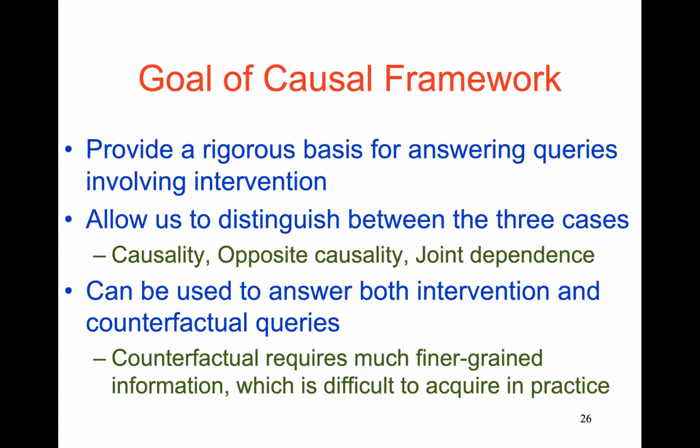So the goal of a causal framework is to provide a rigorous basis for answering queries involving intervention. So the whole crux of the matter is, can you perform interventions and discover causality? It allows us to distinguish between three cases: causality, opposite of causality, and joint dependence. It can be used to answer both intervention and counterfactual queries. Counterfactual queries require much finer grained information, which is difficult to acquire in practice.